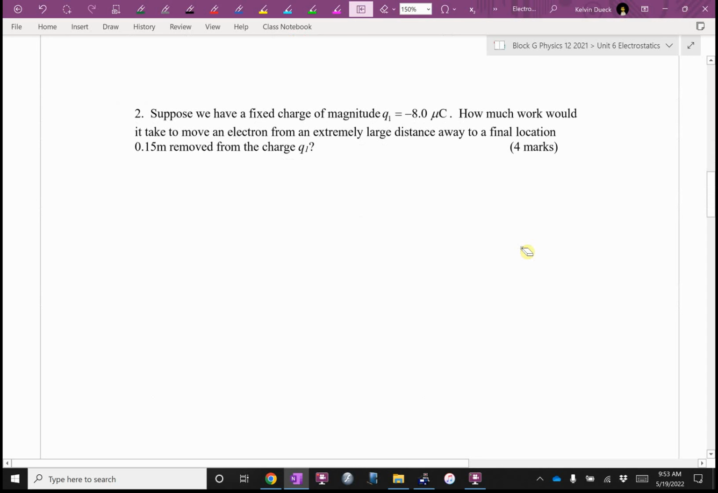What else? Well, suppose we have a fixed charge of magnitude Q1. How much work would it take to move an electron an extremely large distance away? I decided to draw it here. So I said, here is my big charge Q1, and it's negative 8 microcoulombs. And then I imagined we're moving an electron that way. How much work? Oh, this is easy, because work is force times, wait a minute, why can't I use force times distance here? Because the force is changing.